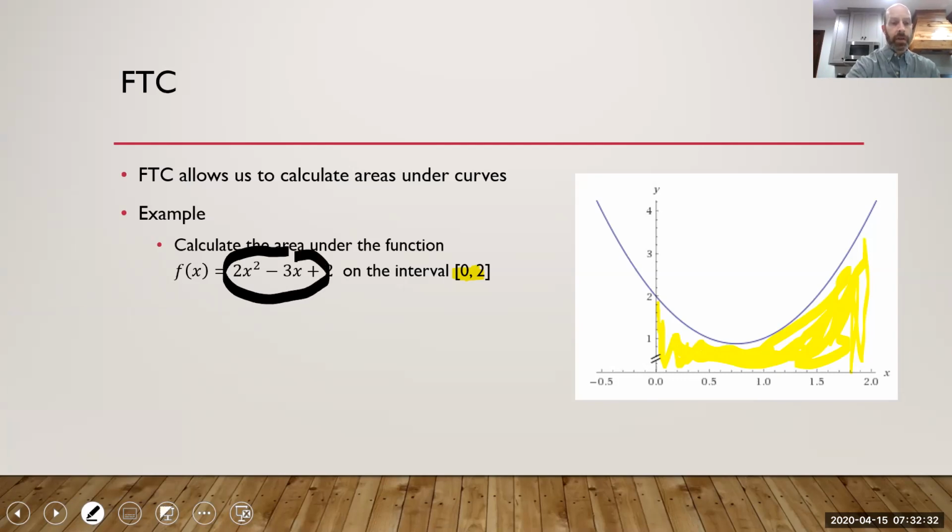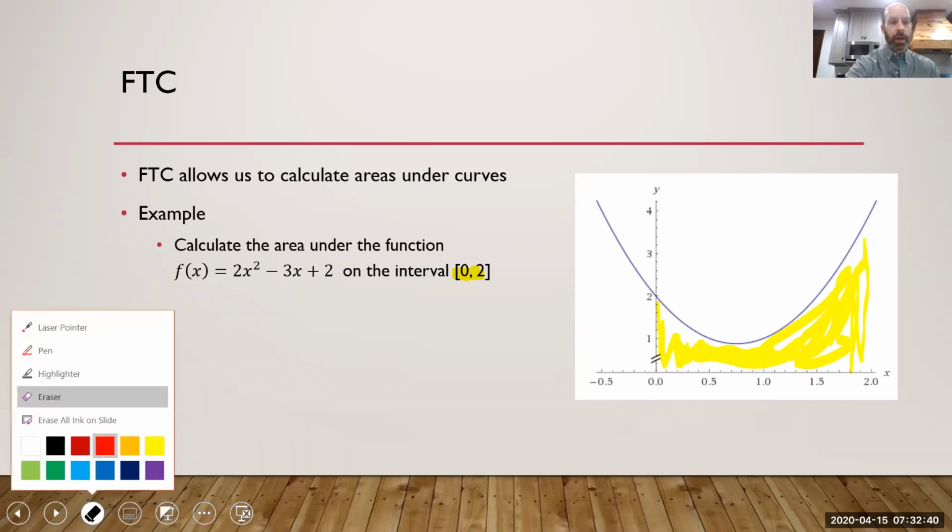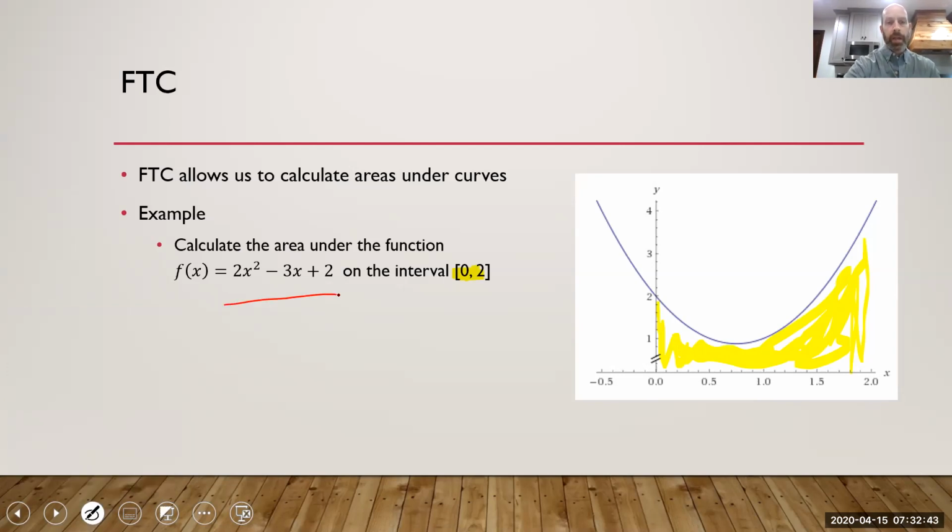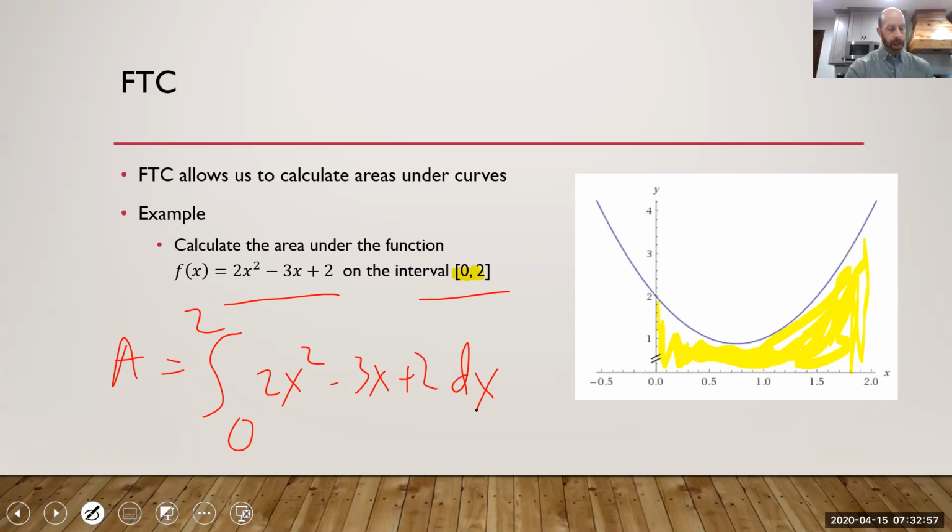Here's my function. There's my function. Let me go ahead and erase that now that I've covered up part of it. And all I need to do is integrate it on that interval. So that area is going to be the integral from 0 to 2 of 2x squared minus 3x plus 2 dx. And I'll let you guys calculate what that area is.